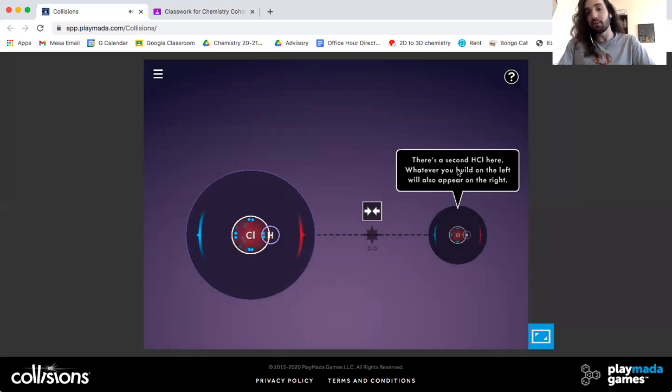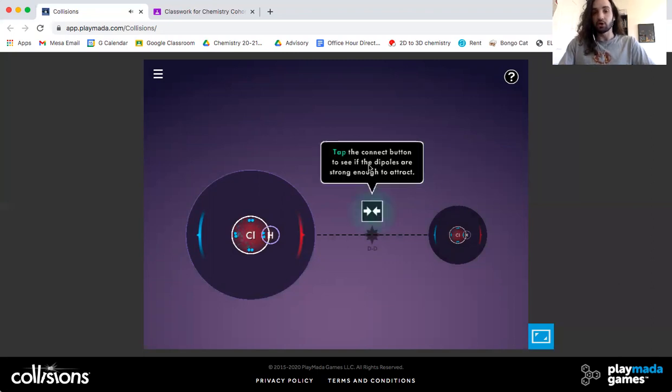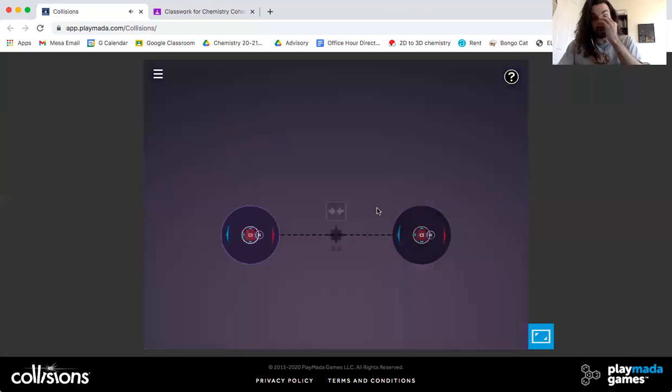Now, whenever we make something in the simulation today, in this game, a second thing will always appear on the right-hand side. We only need to create stuff on the left-hand side, and it's going to duplicate the same molecule in the other bubble. So we are trying to figure out when molecules create attractions to themselves. Let's see if these attractions are strong enough to attract each other.